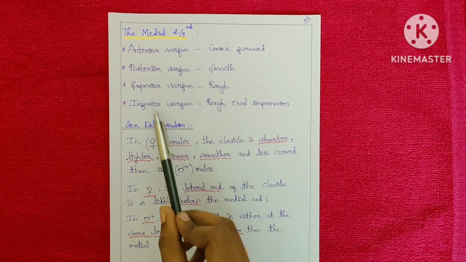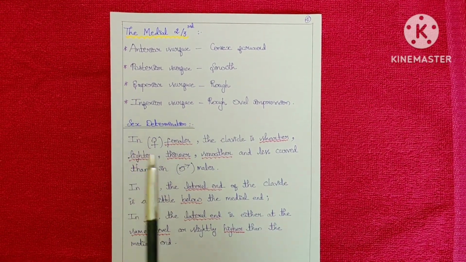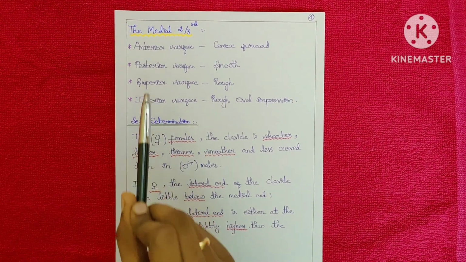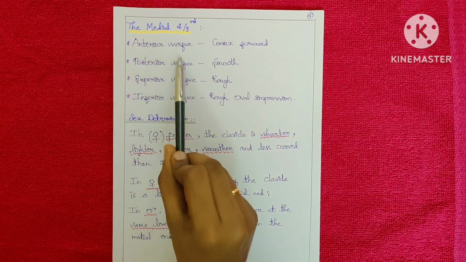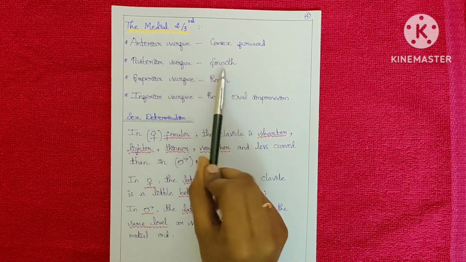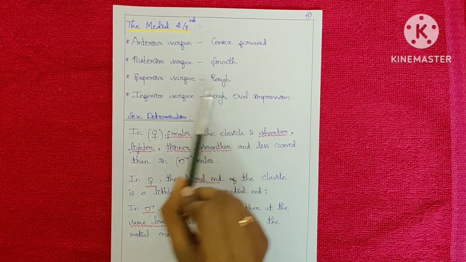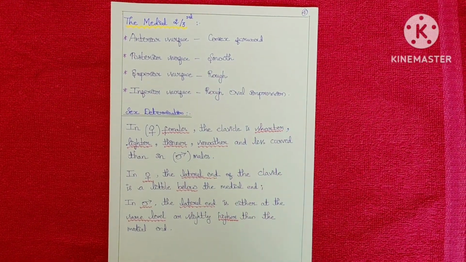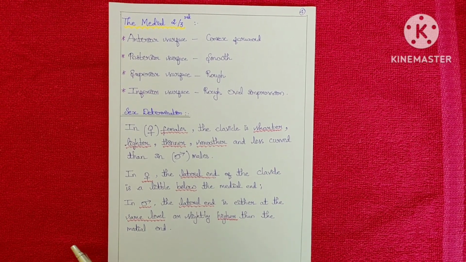Now we'll see the medial 2/3. The medial 2/3 has surfaces such as anterior, posterior, superior and inferior. The anterior surface is convex forward, the posterior surface is smooth, the superior surface is rough and the inferior surface has a rough oval impression.